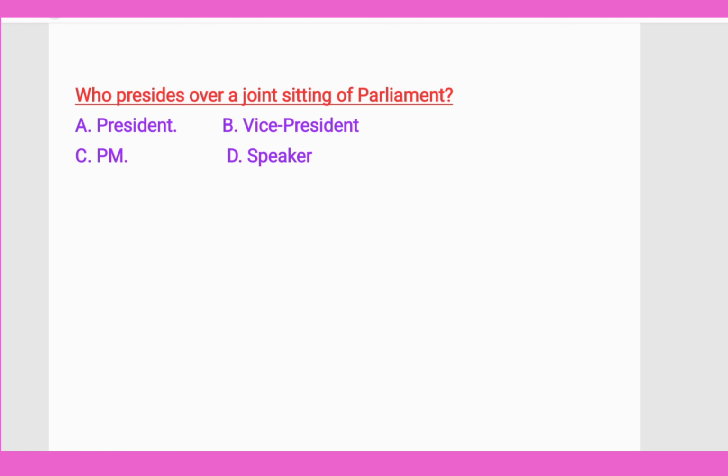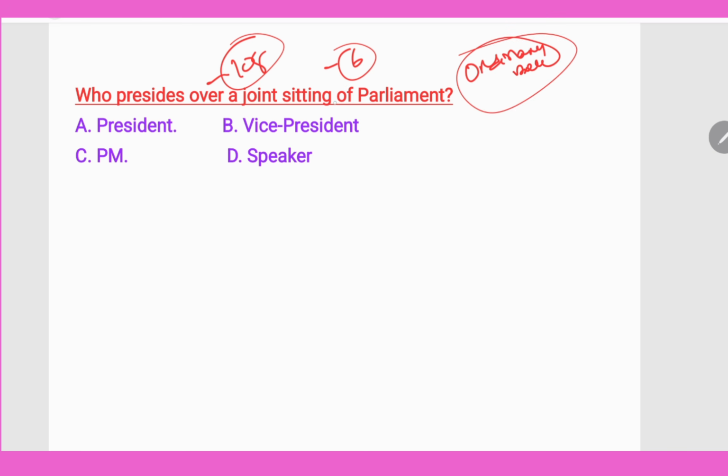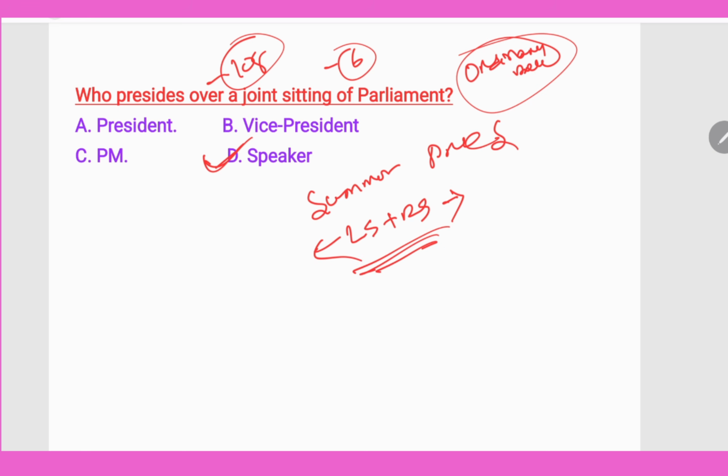Next question is, who presides over a joint sitting of Parliament? Joint sitting, Article 108. When there is a deadlock over a bill for 6 months, over an ordinary bill, there can be a joint sitting which is summoned by the president, but presided by the speaker. Remember, summoned by president but presided by the speaker. Joint sitting means a sitting or a session of both Lok Sabha and Rajya Sabha. Okay, Article 108.